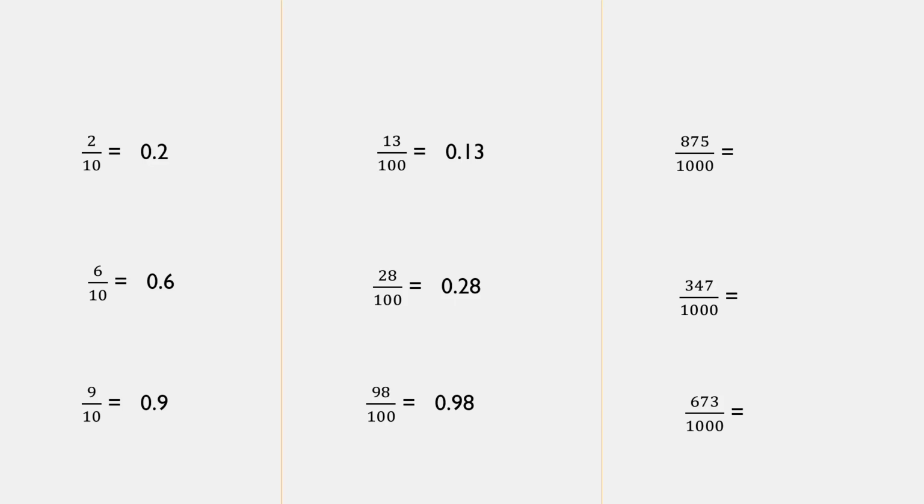Okay. By analyzing 2 by 10 and 13 by 100, can you represent 875 divided by 1000 in decimal form? Yes, it's 0.875. Very good. What will be the decimal form of 347 by 1000? Yes, it's 0.347. What about 673 by 1000? Yes, it is 0.673. Very good.